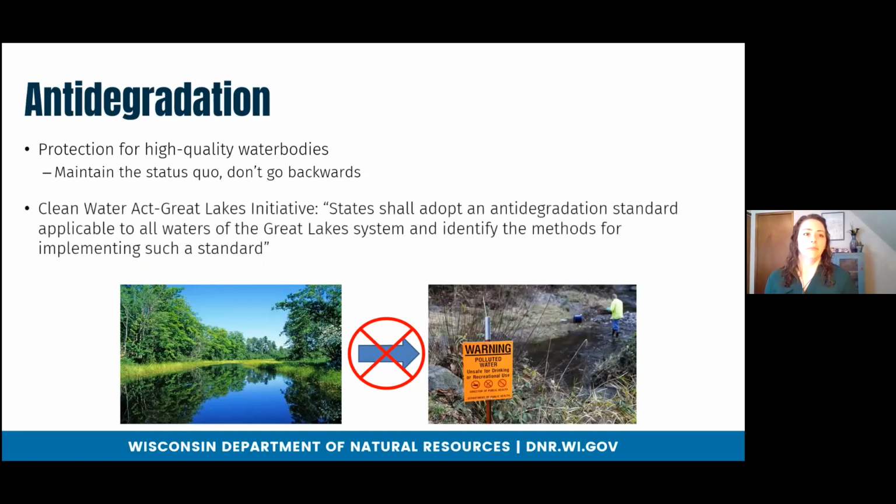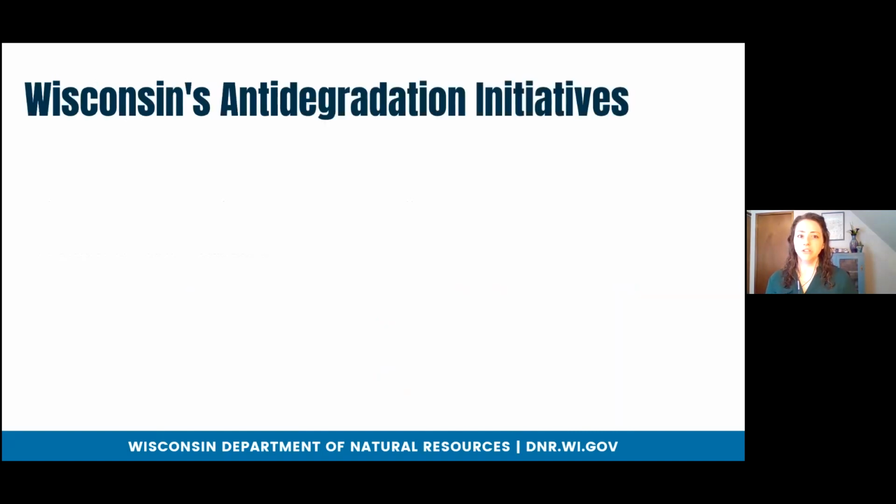And this initiative helps us fulfill our obligations under the Great Lakes Initiative, which is part of the Clean Water Act, which states that states shall adopt an anti-degradation standard applicable to all waters of the Great Lakes system and identify methods for implementing such a standard. So in Wisconsin, we have two anti-degradation initiatives that I'm going to talk about now.